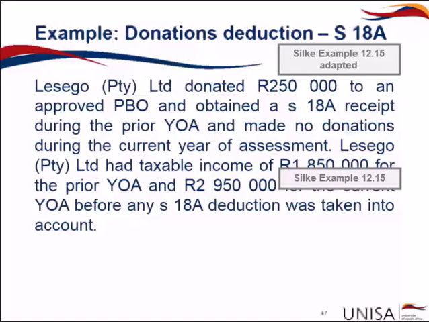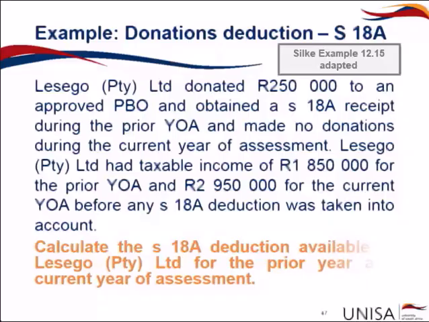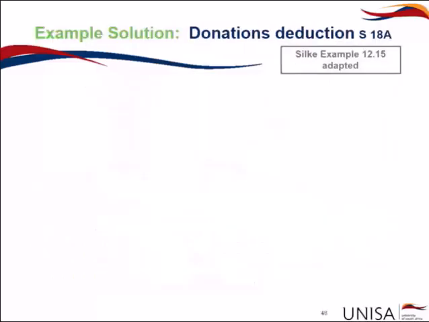Let's have a look at an example. Lesego Pty Limited donated 250,000 to an approved PBO and obtained an 18A receipt during the prior year of assessment. They made no donations during the current year of assessment. Lesego had a taxable income of 1.85 million for the prior year and 2.95 million for the current year of assessment, before any Section 18A deductions were taken into account. We're required to calculate the Section 18A deduction available for both the prior year and the current year. Well, what did that look like?